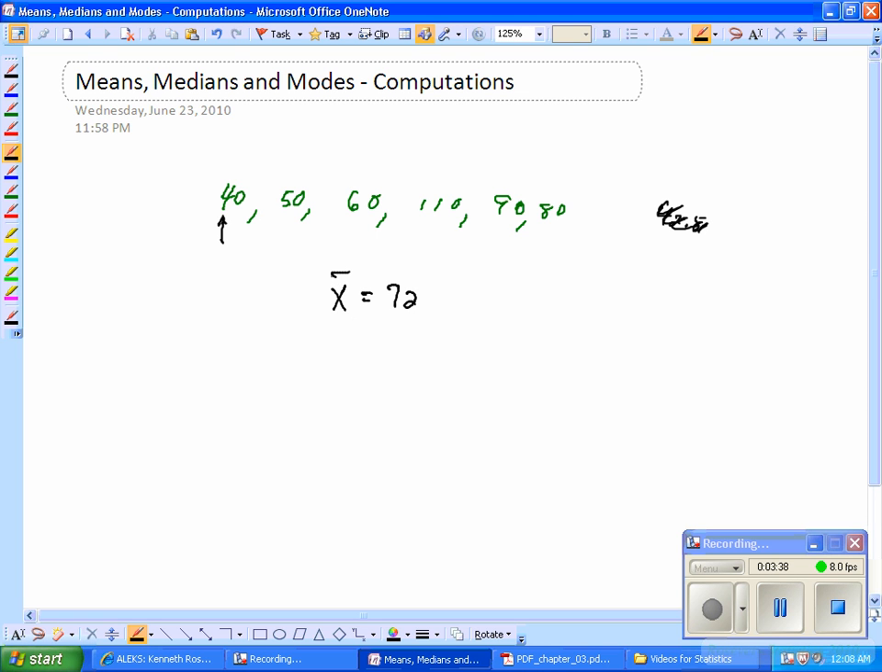Notice here I'm using X bar. X bar refers to the average for the sample. If this were the whole population of a class, then I would use mu to represent the population average. It'd still be calculated the same way. I'd add them all up, divide by 6. So it'd still be 72, and I'd round to the ones here because this is accurate at the tens level.